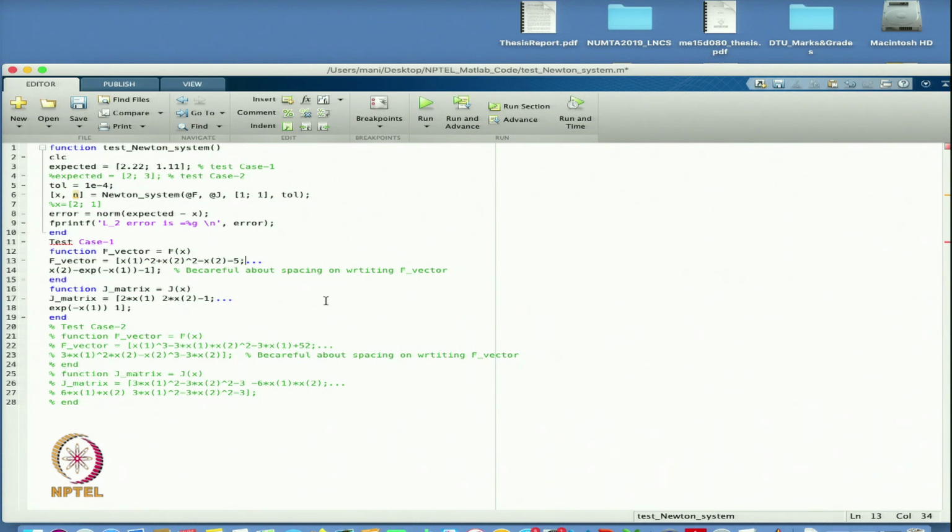Now, I have defined the Jacobian. So, the J matrix I am defining. From here I am taking the value of x. So, Jx will be defined here. So, J matrix is equal to Jx. So, what will the J matrix be? I am taking the partial derivative of this function. So, x square.